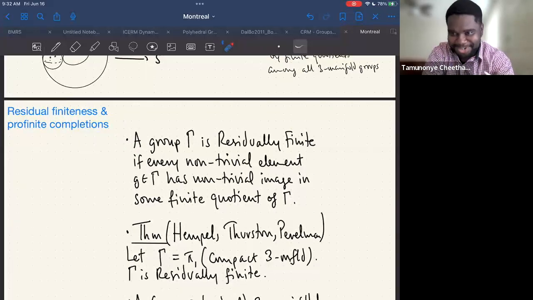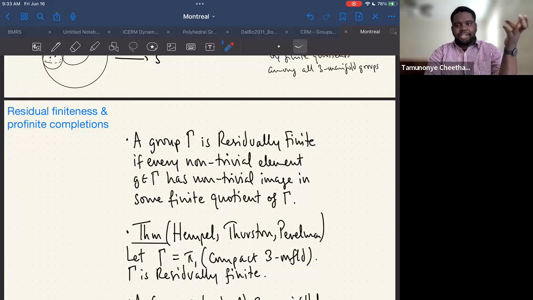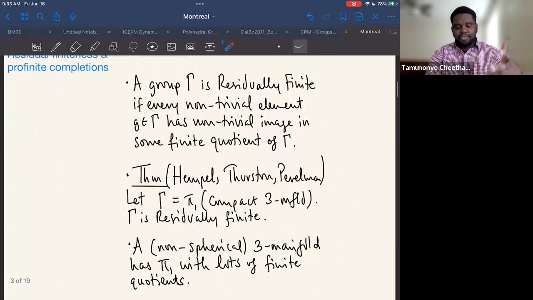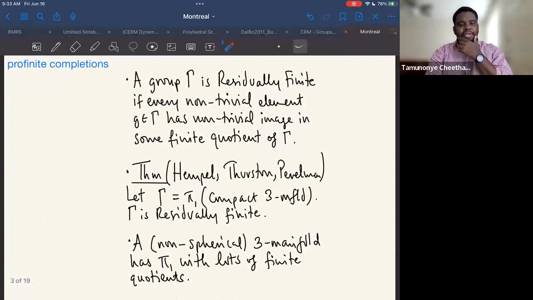So we've seen many times this definition of residual finiteness. It's a geometric group theory conference, I mean, what can we do? So a group is residually finite if every non-trivial element has non-trivial image in some finite quotient. And an infinite residually finite group is going to have lots of finite quotients.